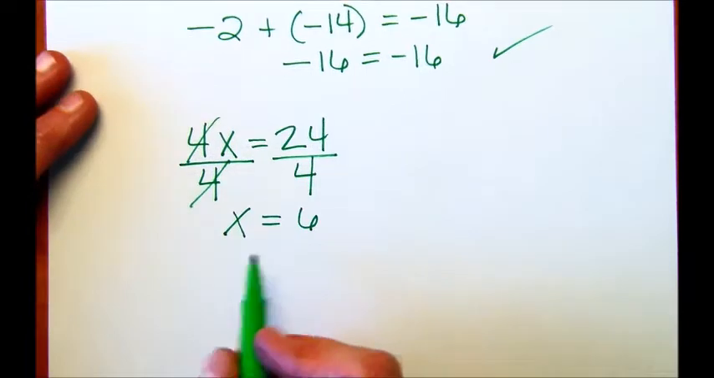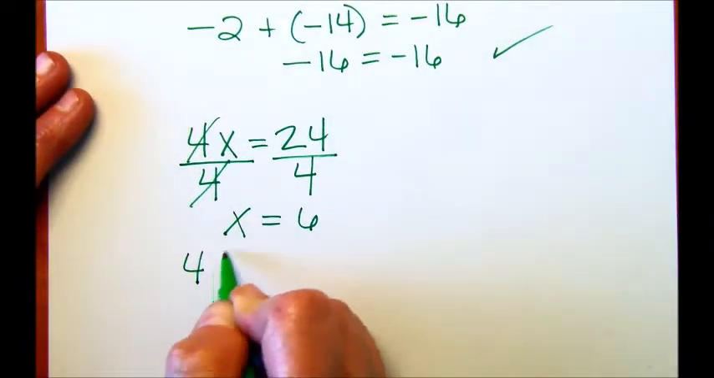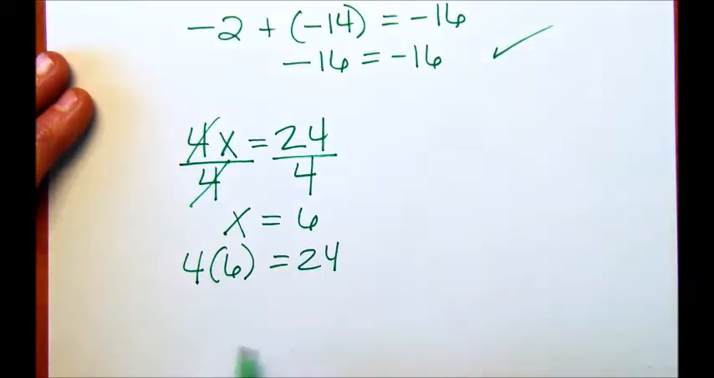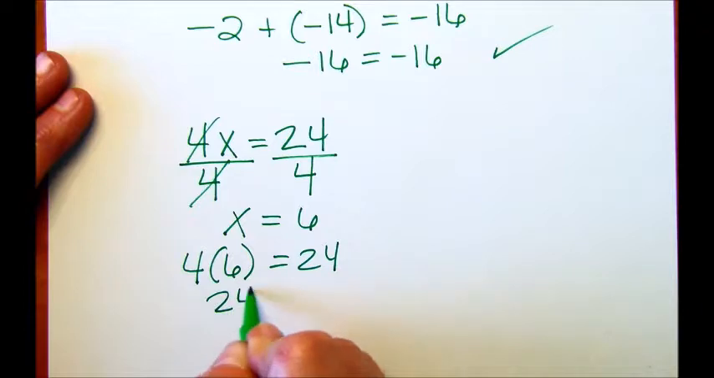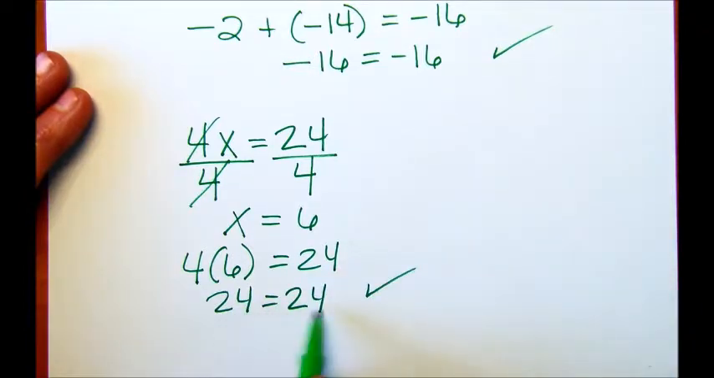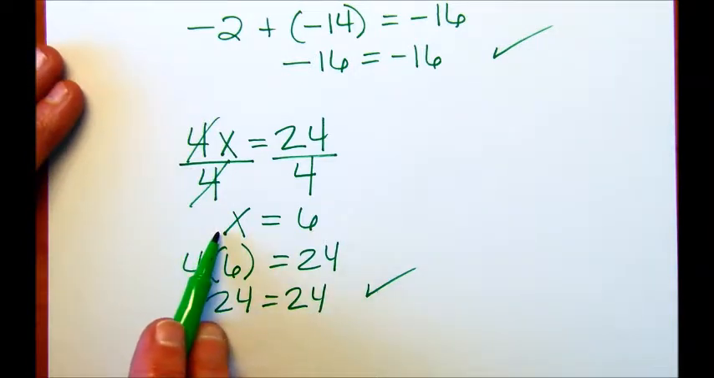Now if I want to check my work, which I advise to do, you go 4 times 6 equals 24. 4 times 6, well, that's 24. And you can see that those two have the same value. So in this equation, x equals 6.